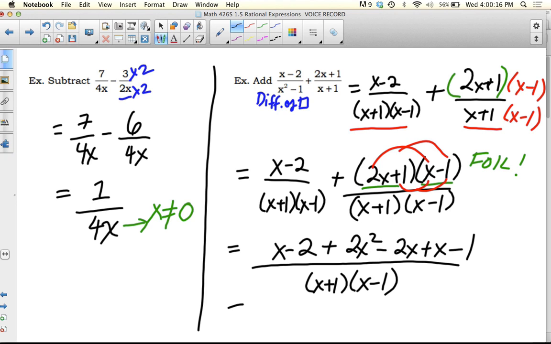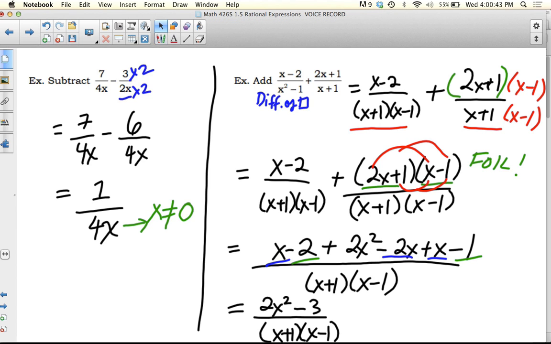Okay? And now we can just collect our like terms. We have a 2x squared. We have negative 2x plus x plus another x, which actually just cancels out. And then we have negative 2 and negative 1, which is negative 3 over x plus 1, x minus 1. Okay, and that's our final answer. So our restrictions, we have x cannot equal 2. We either have a negative 1 or a positive 1 from the denominators.